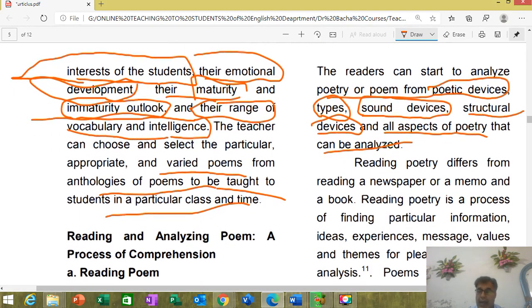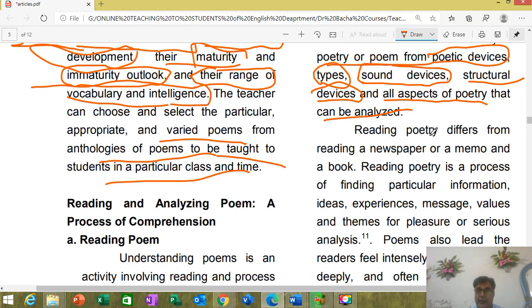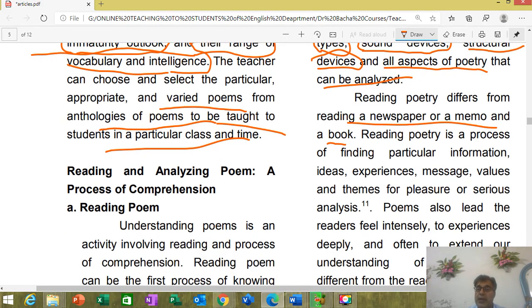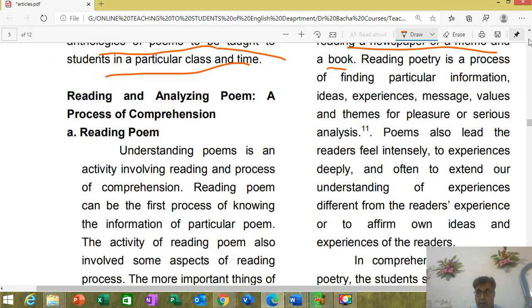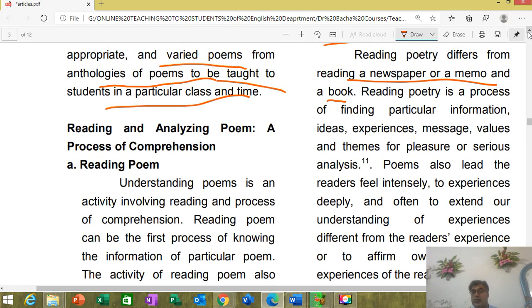So all these things, and reading poetry differs from reading a newspaper or a memo or a book, because poetry is something highly musical. Some say it is a spontaneous overflow of thoughts. So obviously it has to be read clearly.